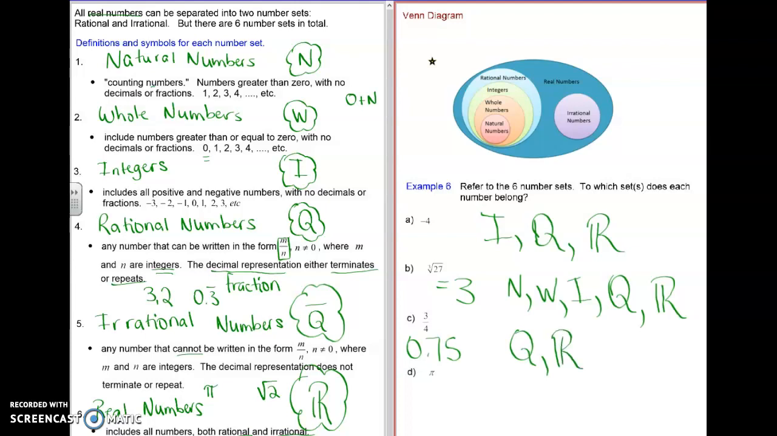And the last one is pi. Pi, if you remember, or press the button on your calculator, is 3.14159, and it continues on. And we know of pi from our grade 8 studies, it doesn't terminate and it doesn't repeat. Pi is the first irrational number that we're introduced to. So it's not rational, but it is real.